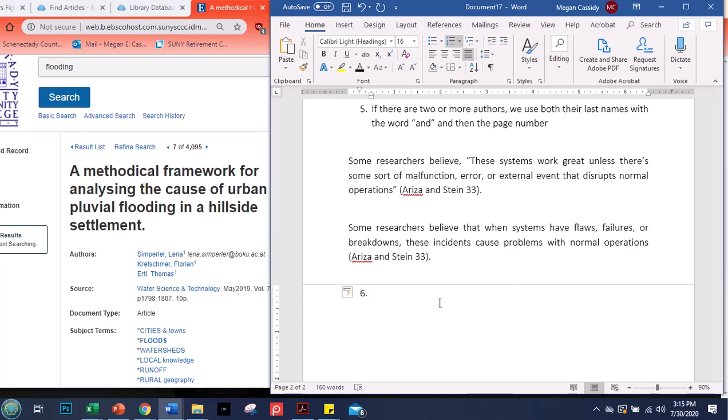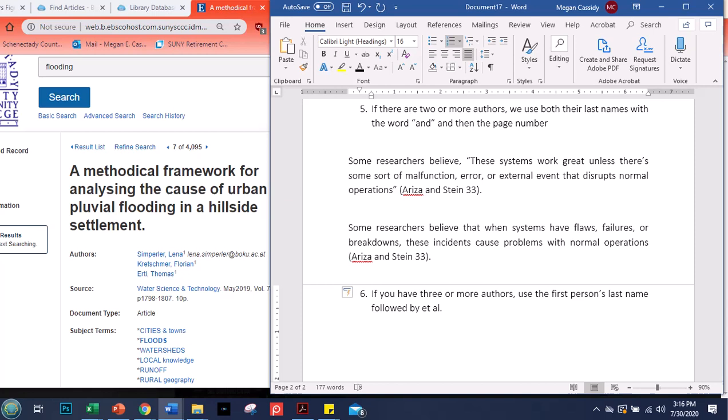So, number 6, if you have 3 or more authors, use the first person's last name followed by et al. Now, et al stands for et alia, which means all the rest. And that is a Latin phrase that we don't use that often.